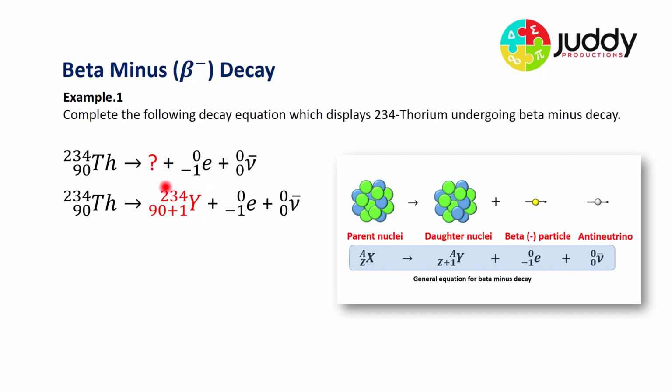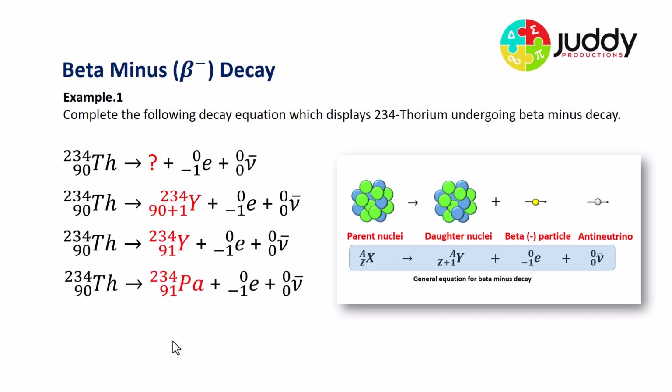Our unknown daughter nuclei has a mass number of 234, and its atomic number is increased by 1. So it goes from 90 for thorium up to 91. We then turn to our periodic table to look up element number 91, and we find that it is in fact protactinium. So there's our completed decay equation displaying thorium-234 undergoing beta minus decay.